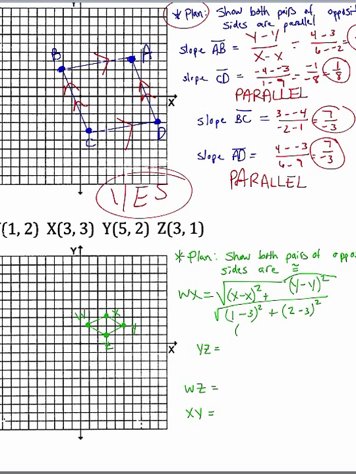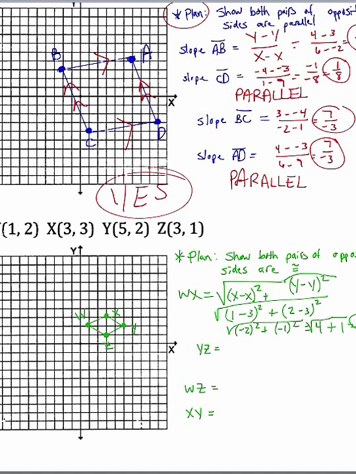So it's going to be negative 2 squared plus negative 1 squared square rooted, which is equal to 4 plus 1, all under the square root, which is the square root of 5. So that's the distance or the length of WX. And I'm going to do the same thing for YZ.